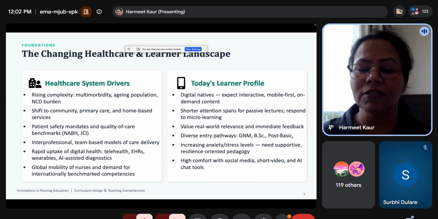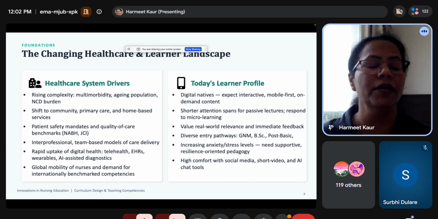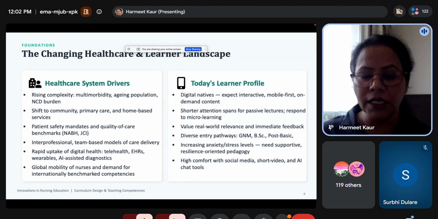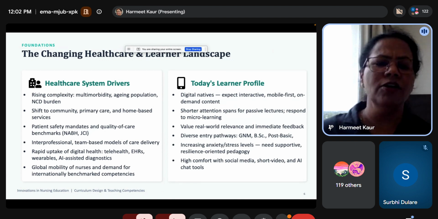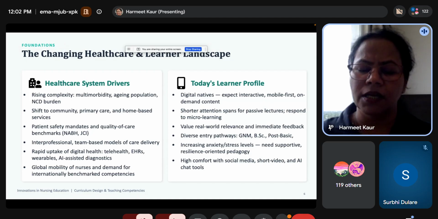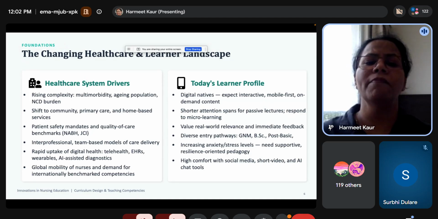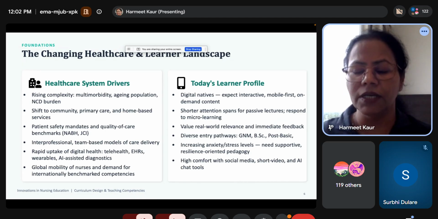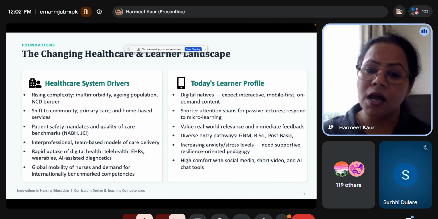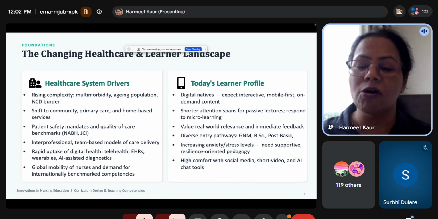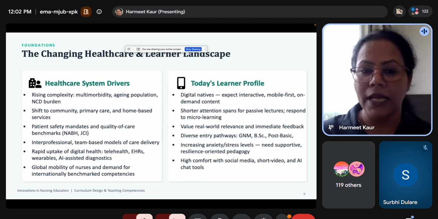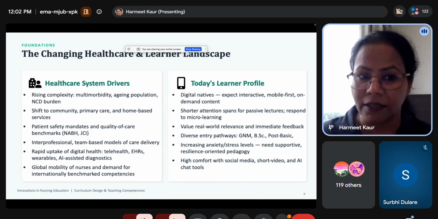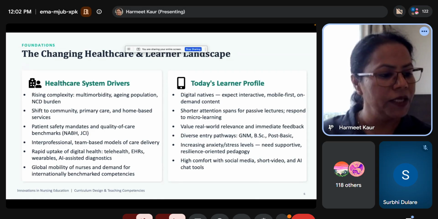Then the third thing is patient safety mandates and quality of care benchmarks. Nowadays, if any person is working in a clinical area, the majority of hospitals are NABH or JCI accredited. Okay, so there are benchmarks. There are a lot of mandates for patient safety. So we need to prepare our students for such healthcare organizations where they should be able to manage properly all these mandates and quality of care.